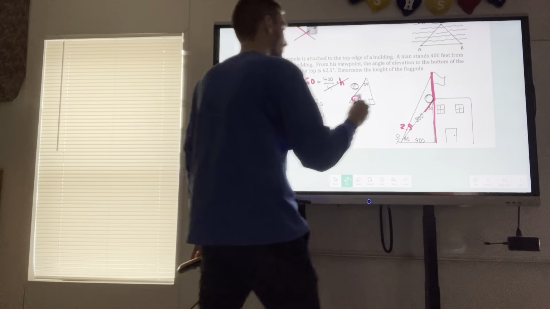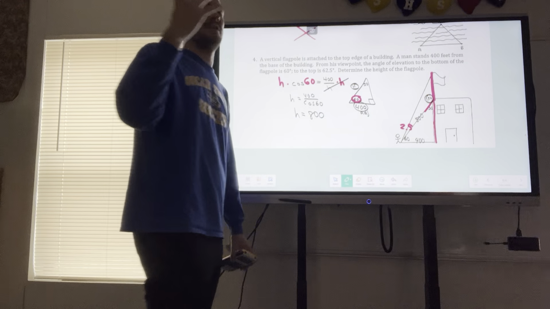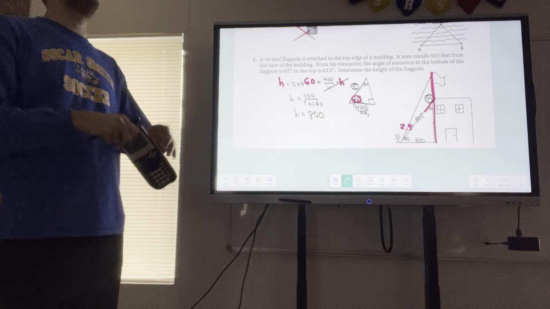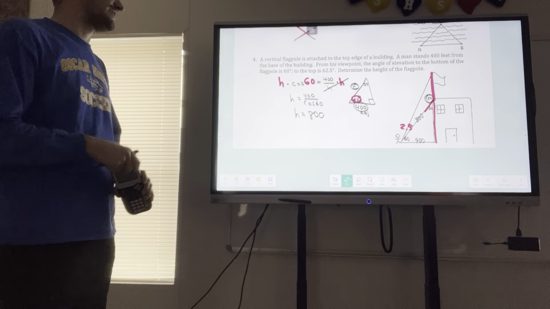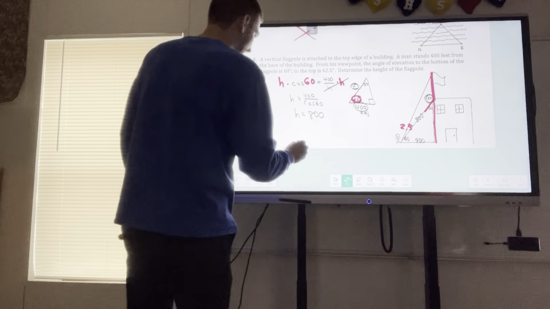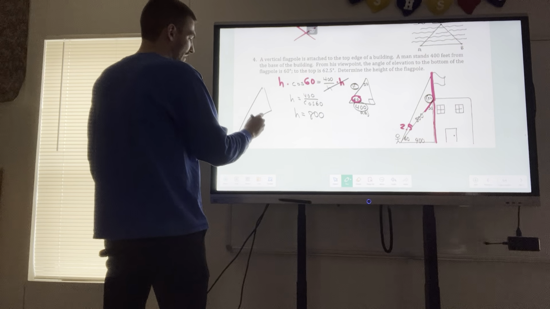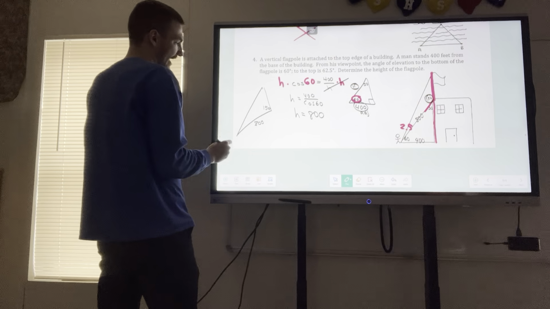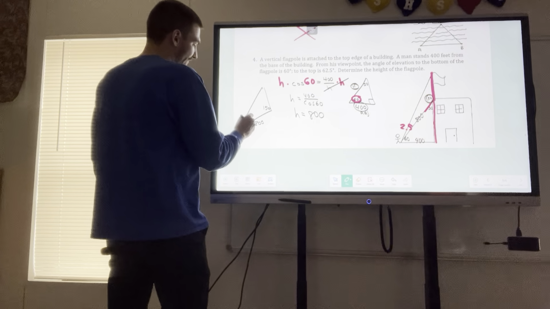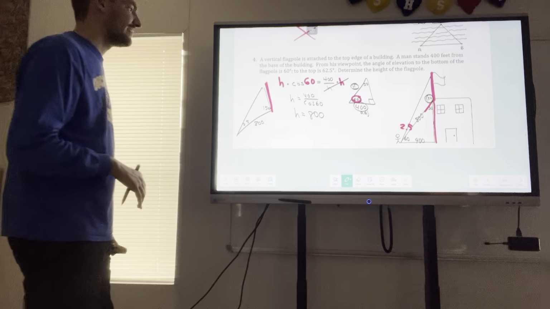That would have to be 150. That's using our knowledge of supplementary angles or linear angles. And so now we've got it, okay? Now we've got an oblique triangle with 800 as a side, 150 as an angle, and 2.5 as an angle. We want to figure out this side.